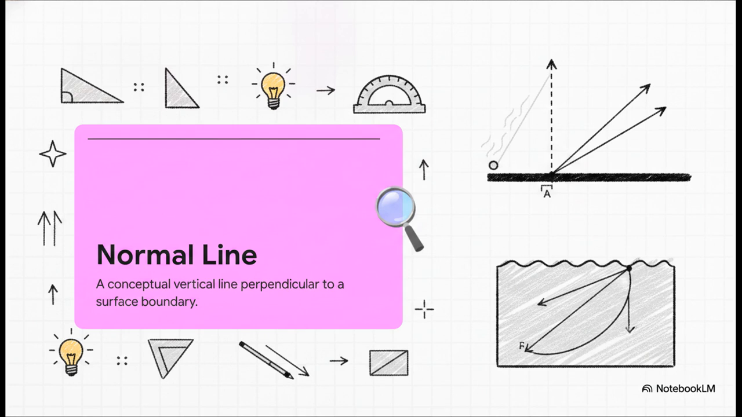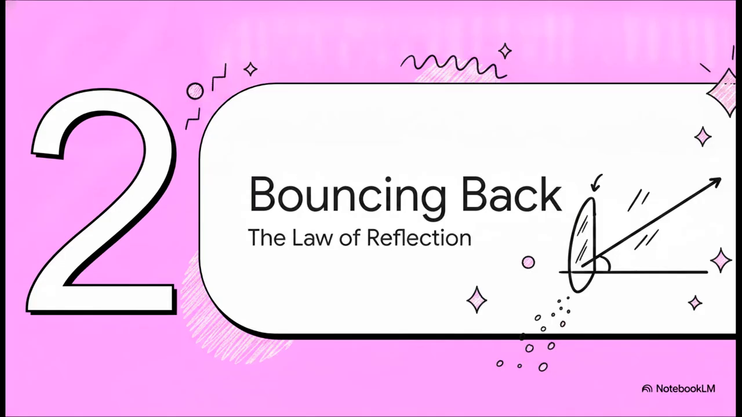To figure out what happens when a light ray hits the surface of a new material, we use a super helpful tool called the normal line. Now keep in mind, this isn't a physical line you can see. It's a conceptual vertical line drawn exactly perpendicular, so 90 degrees, to that boundary surface. Oh, and a quick heads up, while these visual models totally help us understand these interactions, the diagrams aren't always drawn perfectly to scale. Moving right along to Section 2, bouncing back, or reflection.